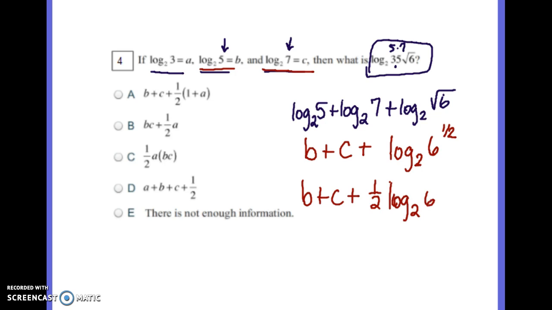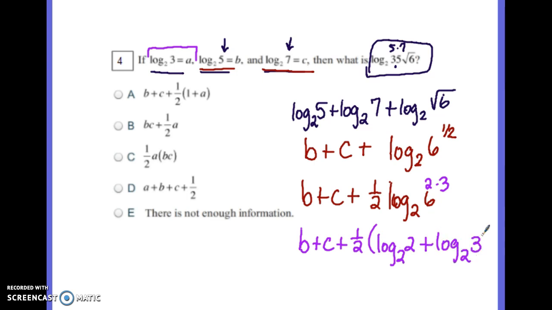As you start to look at your answer choices and what you're given, you think, okay, how can I get a 3 into the mix? Well, remember, 6 is 2 times 3. So again, using that product rule, you can call that log base 2 of 2 plus log base 2 of 3, with that 1/2 still hanging out in front.